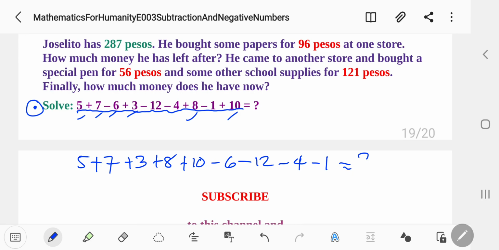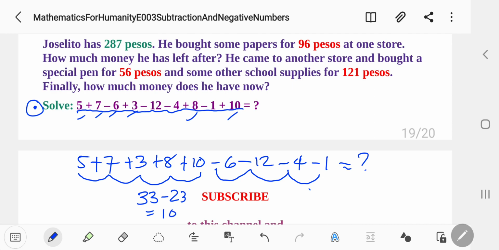So you can add this, right? 5 plus 7 equals 12. Plus 3 equals 15. Plus 8 equals 23. Plus 10 equals 33. So you have 33. And then you have these numbers here: minus 6 minus 12. You know the rule, right? You just add but carry the sign. So negative 6 minus 12 is negative 18. And then minus 4, that's negative 22. And then minus 1 is negative 23. So 33 minus 23 equals 10. So this is equal to 10.